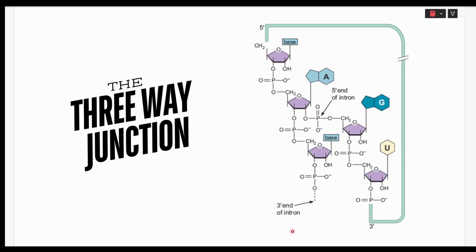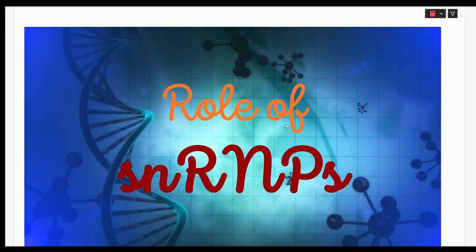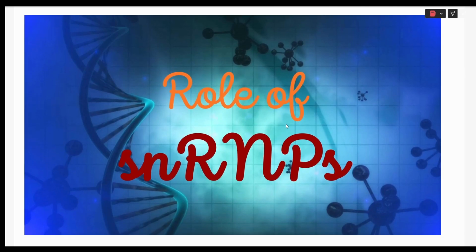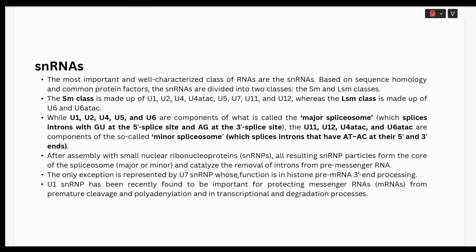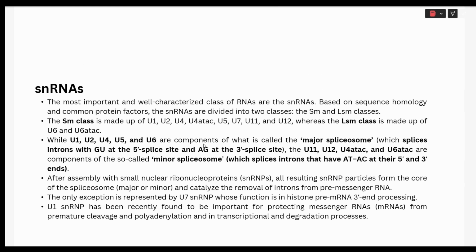Now let's talk about how the splicing is done. This was the chemistry of splicing. We have talked about it, and now let's talk about the spliceosome machinery and the role of snRNPs, right? So let's discuss that. Before going deep into the snRNPs, there is something we need to discuss first. The process of splicing is done with the help of what we call a spliceosome, right? And now you're going to be asking me, what is this?